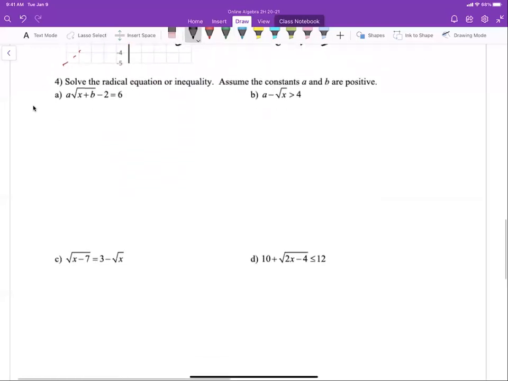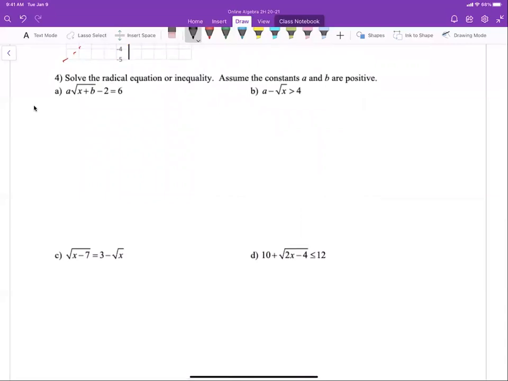Solve the radical equation or inequality and assume that the constants a and b are positive. So the first thing we need to do is isolate the radical by itself. So we're going to add 2 to both sides, and 6 plus 2 is 8. And then we will divide by a, and we will then square both sides.